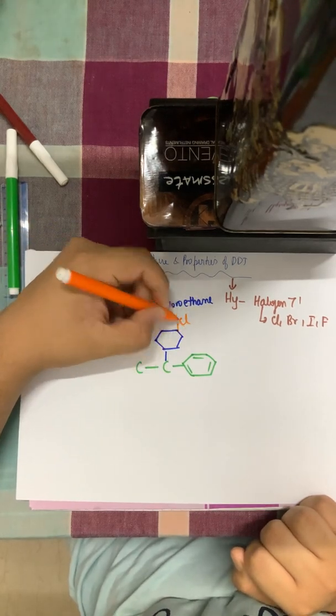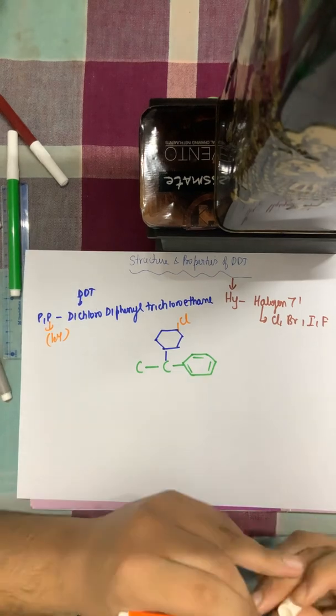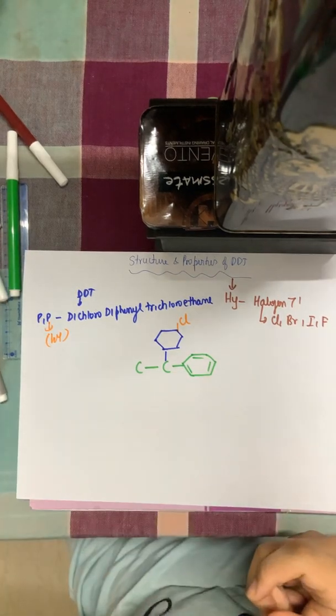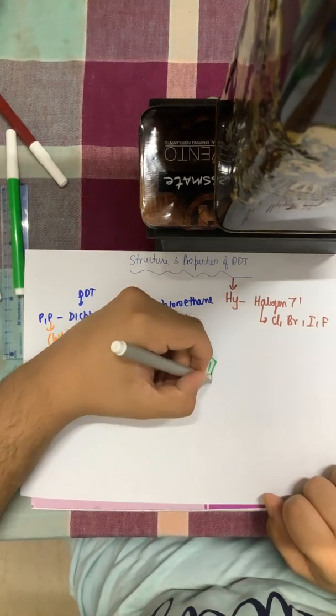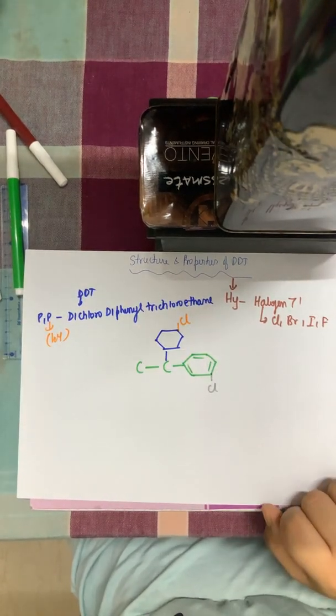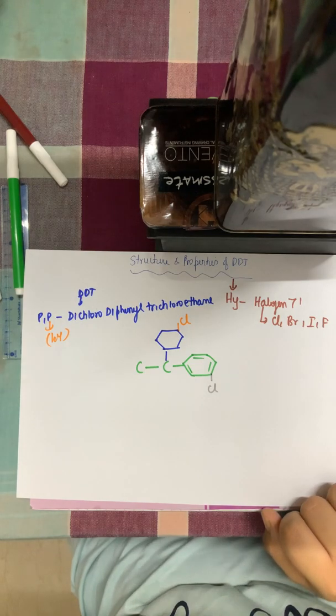If I attach the benzene ring vertically also, it won't make any difference. Just the chloro has to be at the para position. In the same way, count here also: 1, 2, 3, 4. I put a chloro here. It's a para chloro. So chloro is at para.